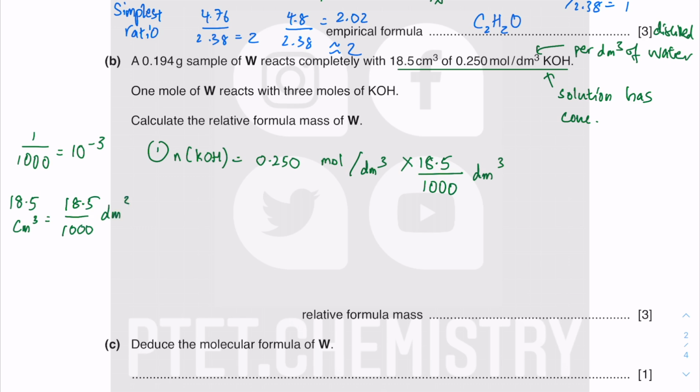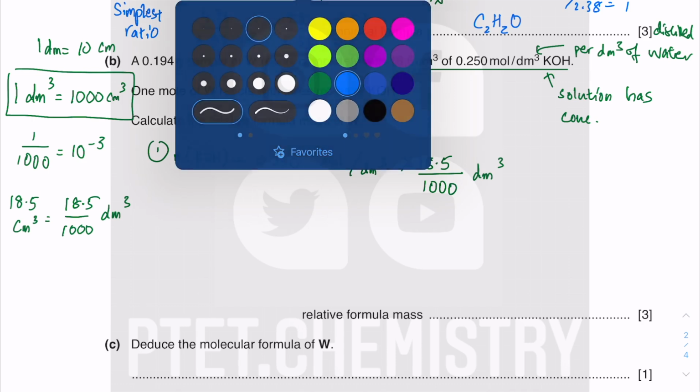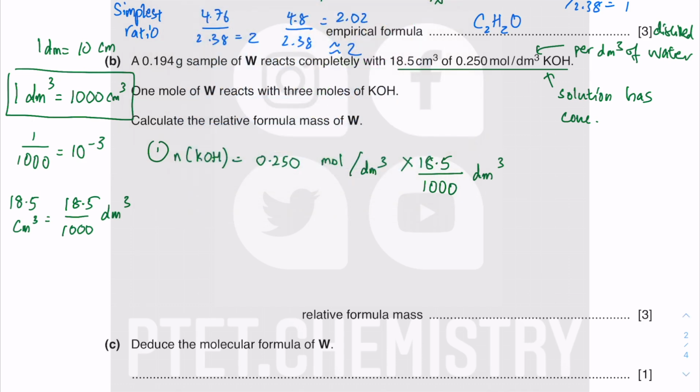dm cube. Because of this conversion factor, 1 dm cube is 1,000 cm cube. So dm cube means decimeter cube because 1 dm is equal to 10 cm. And if you do maths and physics, 1 decimeter is 10 cm. If you cube on the left, you also cube on the right. 1 cube is 1, dm cube is dm cube. 10 cube gives you 1,000, cm cube gives you cm cube. 1 dm cube is 1,000 cm cube. This is a conversion factor that you must know.